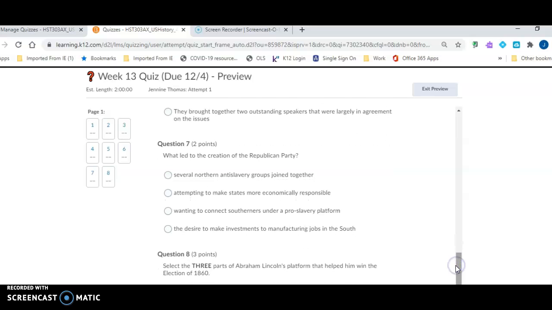Question 7. What led to the creation of the Republican Party? Several northern anti-slavery groups joined together, attempting to make states more economically responsible, wanting to connect Southerners under a pro-slavery platform, the desire to make investments to manufacturing jobs in the South.